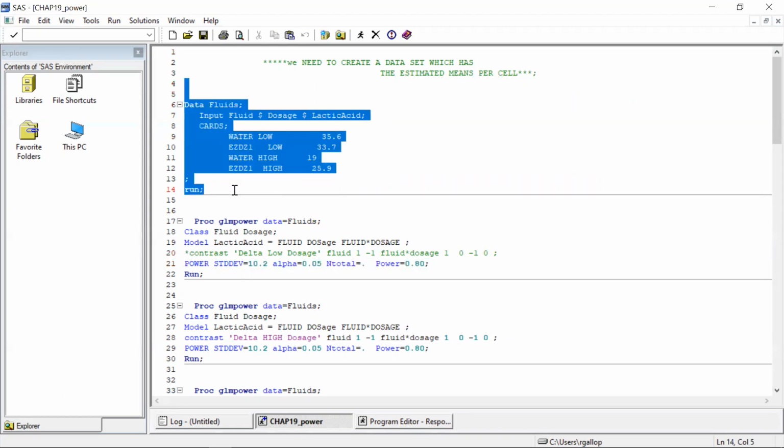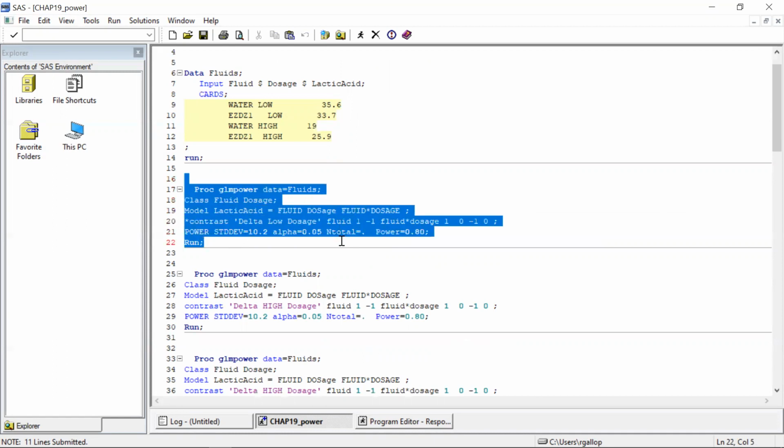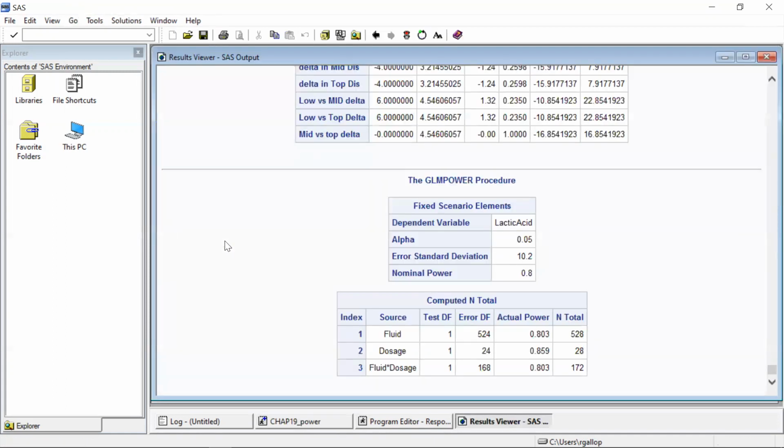Here I load the cell means. From the cell means, I run the two-way ANOVA. So again, this becomes my estimate of the pooled standard deviation, my alpha level, and the desired power. So in this design, you notice how the contrast line is commented out. When I run this, SAS is showing me that for an interaction, I would need 172 observations.